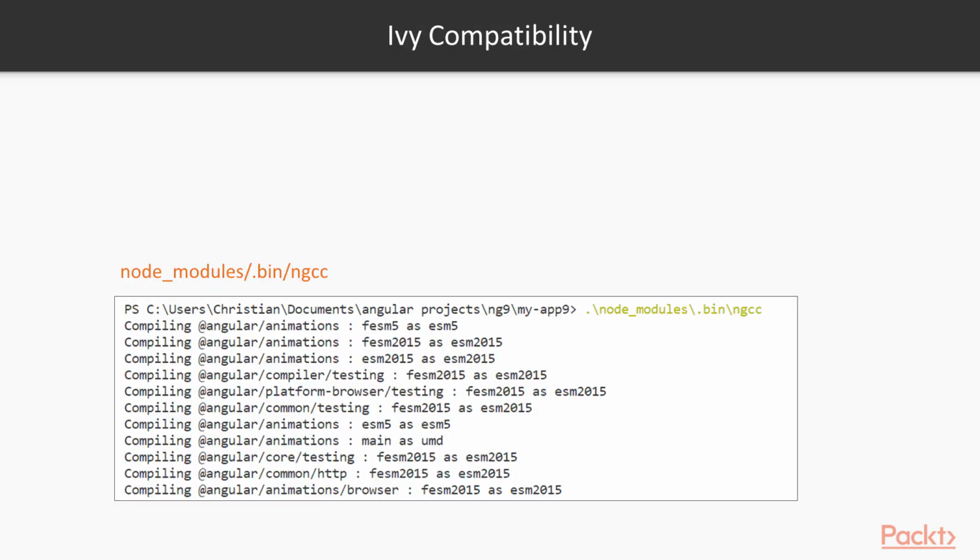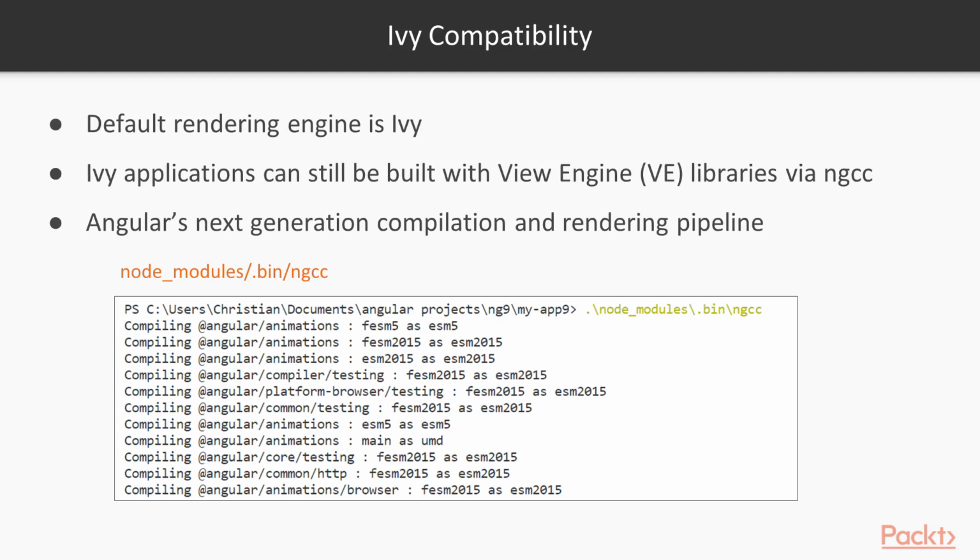First, let's look at the Ivy compatibilities here. So again, the default rendering engine is Ivy. That's the new engine right now. And the cool thing is that Ivy applications, or the app that you build, can still be built using the View Engine libraries. If you use the ngcc compiler, you can use that to convert all VE or View Engine libraries to be compatible with Ivy. And we'll do an example of that in a minute.